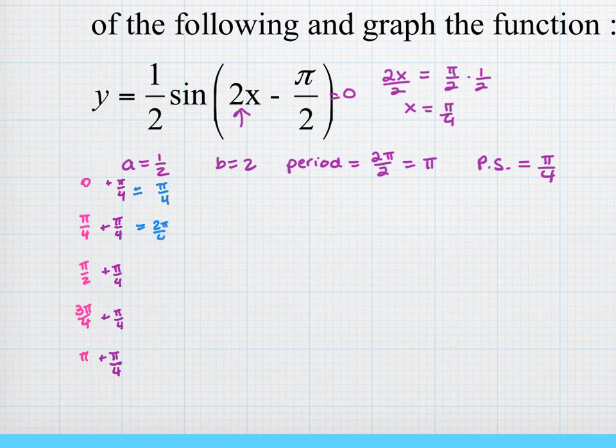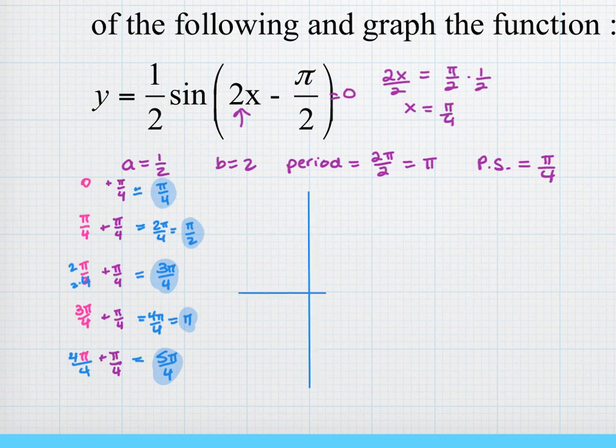2 pi over 4, which is pi over 2. This multiplied by 2, so this is 2 pi over 4. That's 3 pi over 4. This is 4 pi over 4, which is pi. And this 4 pi over 4 plus pi over 4 is 5 pi over 4. And now my key points are pi over 4, pi over 2, 3 pi over 4, pi, and 5 pi over 4. They're all positive, so when I set up my graph, I just want to make sure I have enough room to the right now to plot all my key points.